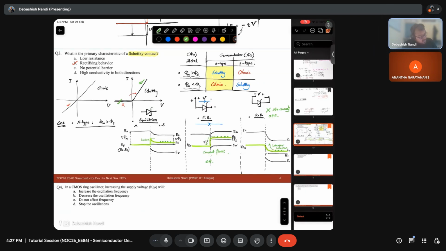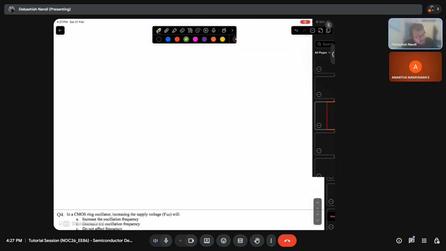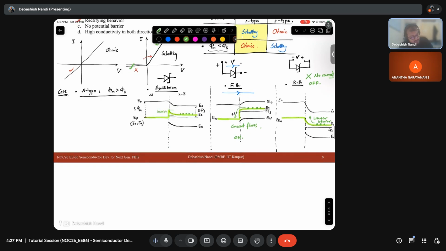And now let us discuss the ohmic case. So the ohmic case, N type, but your phi m is less than phi s. So what will happen? Let's say equilibrium, forward bias, reverse bias.